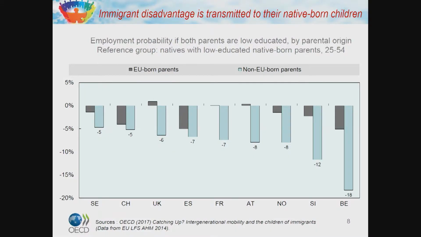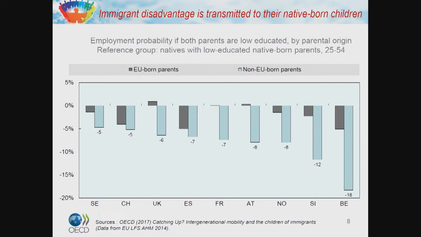So as said before, we're not only talking about immigrants, we're talking about children of immigrants as well. Native-born who have been born in the host country from foreign-born parents. And what we see is that the immigrant disadvantage is transmitted to their native-born children. So here it's an example. We take here the group of people with low-educated parents only. And we can see that if you have low-educated, immigrant parents, you are less likely to be in employment compared to native-born with low-educated native-born parents. And we can see that the difference is pretty important in some countries like Belgium or Slovenia. So unfortunately, we don't have data for Estonia in that case.